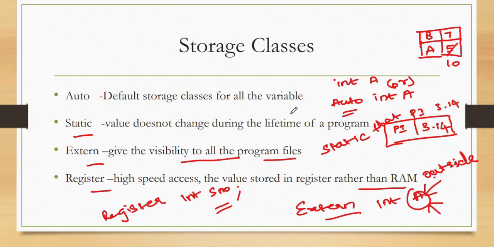What are the storage classes? Auto, static, extern, register. Auto means it is the default storage class for all the variables, and static means the value does not change during the lifetime of a program. Extern means it gives the visibility to all the program files, and register means it is used to access the variable at high speed, with the value stored in the register rather than RAM, so it will be very fast.